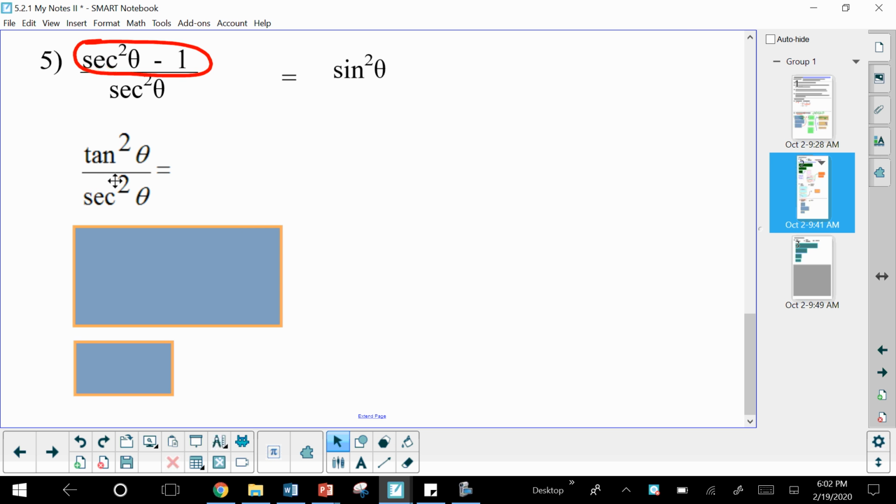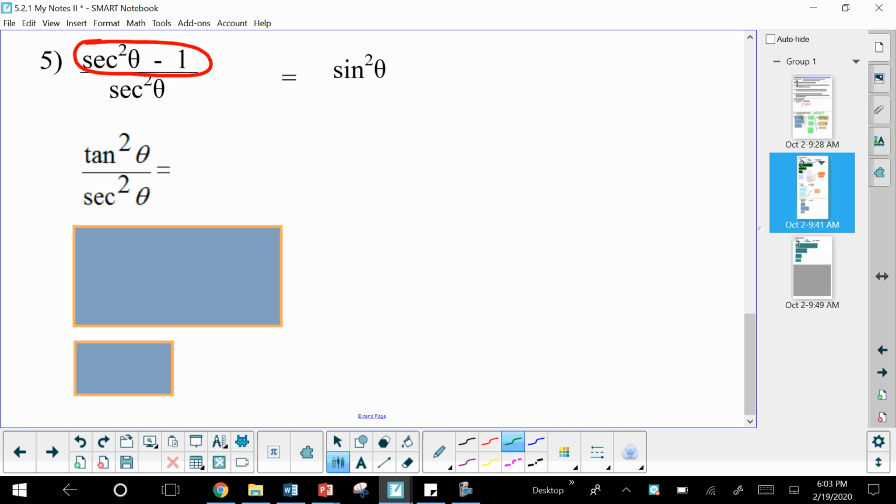Okay, pausing, taking a breath, looking at the right-hand side. It's not quite there. I'm going to have kind of an idea, but it's not quite there. So what I'm going to do is change everything into sines and cosines, see if that helps me at all. So tangent squared theta, I know is going to be sine over cosine, so sine squared theta over cosine squared theta.